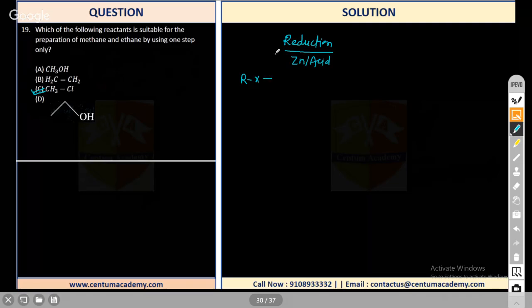If you have RX, the Wurtz reaction gives you RR, and here we'll get RH, right? Which of the following reactants is suitable for the preparation of methane and ethane? We'll not get methane from the Wurtz reaction, but we can get methane and ethane from the reduction method. So the Wurtz reaction gives you higher alkanes, right? So we will not get methane over here, but here we'll get both. Okay, the answer is C, alkyl halide.